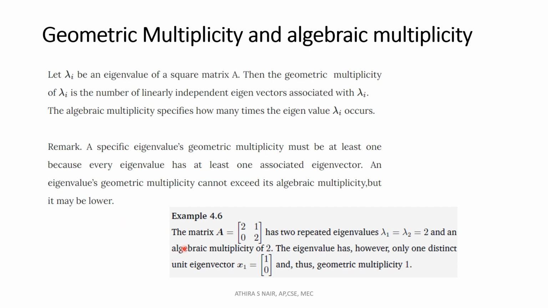So we will see an example. The matrix A equal to [2, 1; 0, 2] has a repeated eigenvalue, that is lambda_1 and lambda_2 are equal to 2, and the algebraic multiplicity is 2. The eigenvalue has only one distinct unit eigenvector, x1 equal to (1, 0). So the geometric multiplicity is 1.